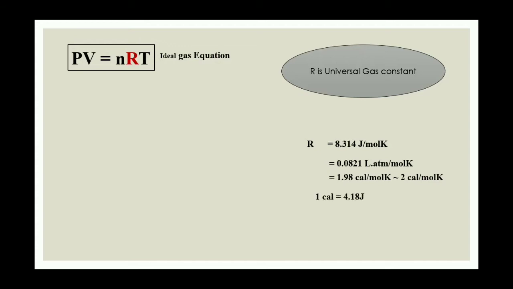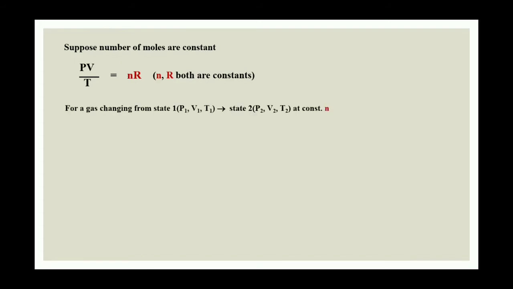And for doing the calculations, you should know one conversion factor. 1 calorie is equal to 4.18 joules. Ideal gas equation PV = nRT describes the state of the gas, so we also call it the equation of state. Suppose the number of moles is kept constant. We can write the equation as PV/T = nR.